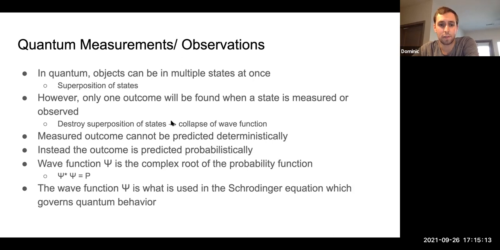So since there's a superposition of states and multiple states are present all at once before the measurement, you can't deterministically predict what your measurement outcome will be. So instead, the outcome is predicted with probability. And we use what we call the wave function psi, which is basically the complex root of the probability function that will describe the probability of our measured results. When you take the complex conjugate of psi and multiply it against itself, you'll get your probability. And psi is important there because that wave function is what is used in the Schrodinger equation, which governs all quantum behavior pretty much.